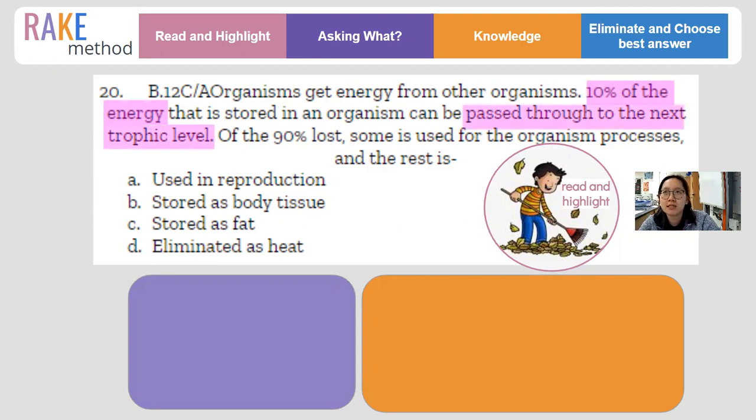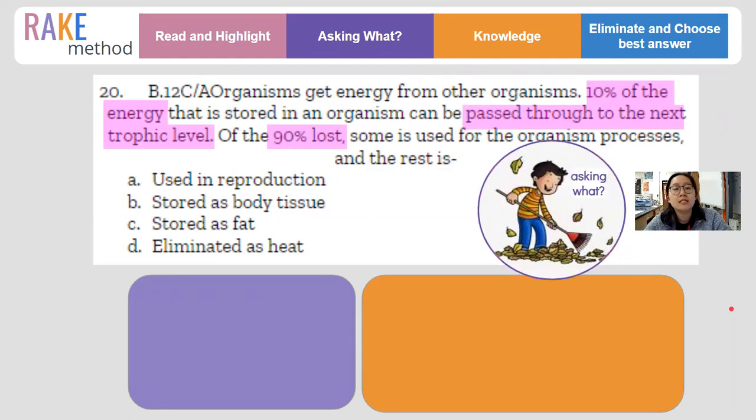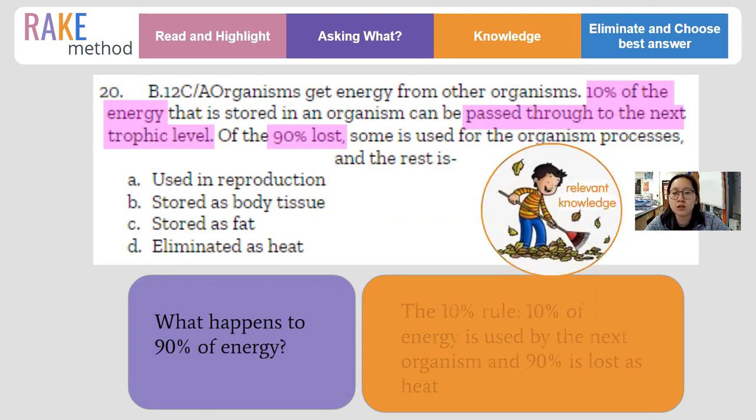And we're talking about passing on energy to the next trophic level. We also realized that in the question, they mentioned that 90% is lost. So it's a huge hint towards one rule. So what is the question actually asking? Well, the question is asking what is happening to that 90% of the energy that's not passed on? Well, let's dig into our knowledge and see.